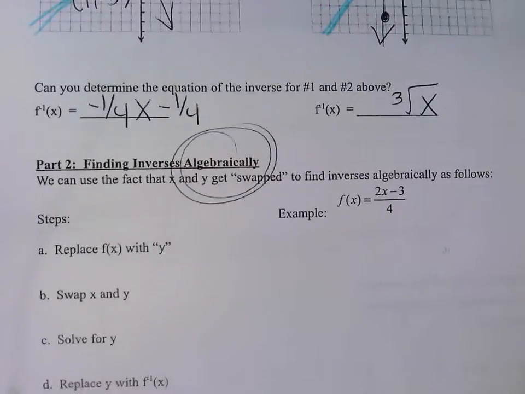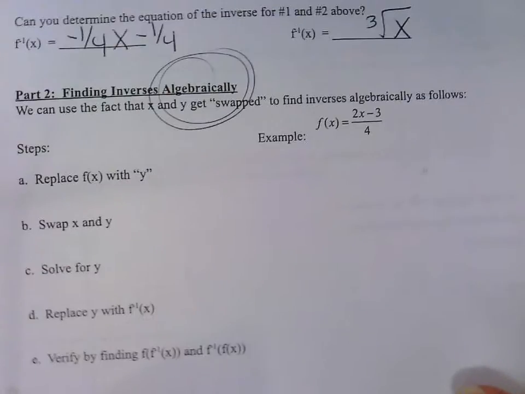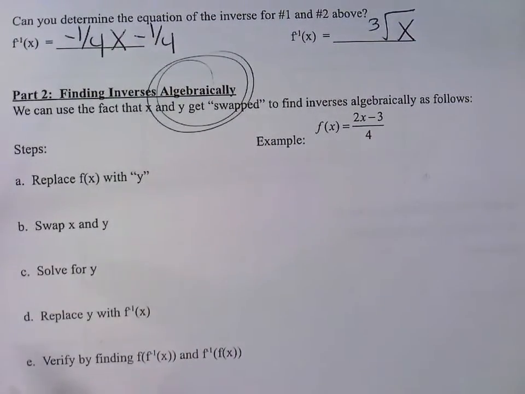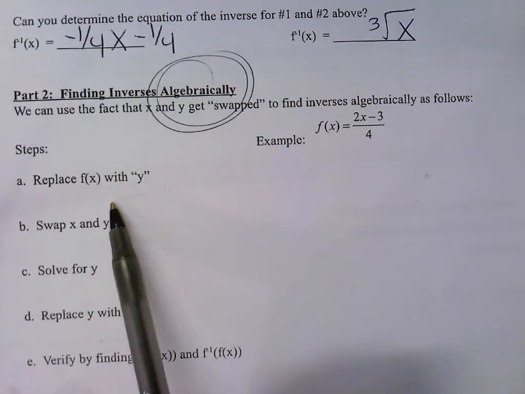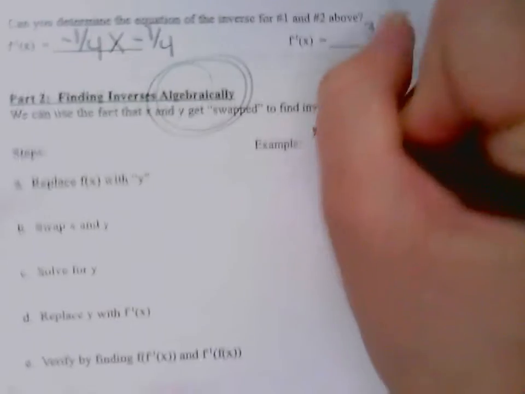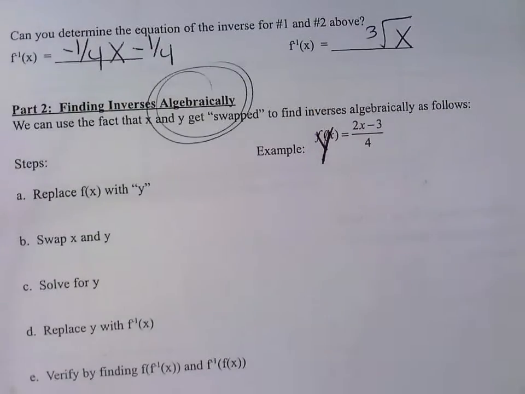All right, finding an inverse algebraically. Your steps are, first, you need y in the problem, because if you're going to switch x and y, you need to see where y is. So your first step is I just rewrite y equals, if it ever says f of x, just so I know that's y.